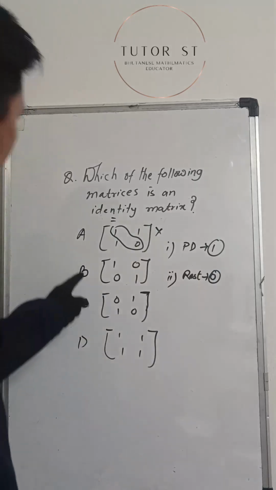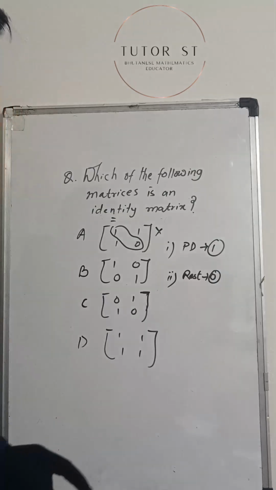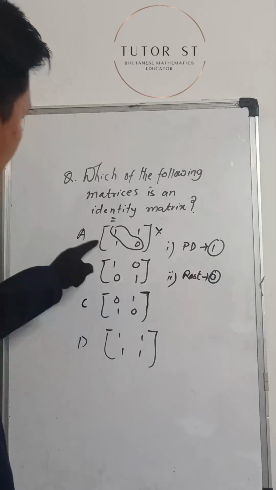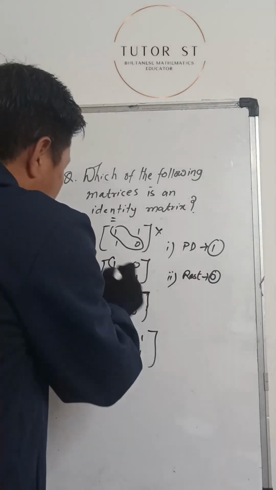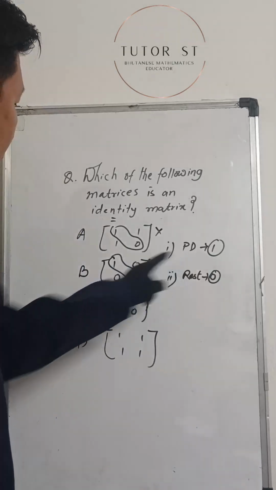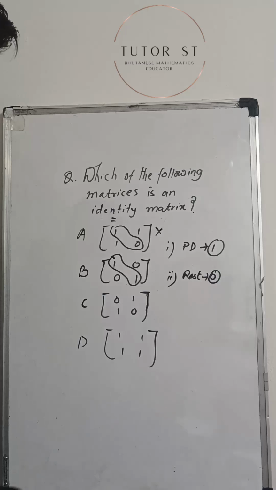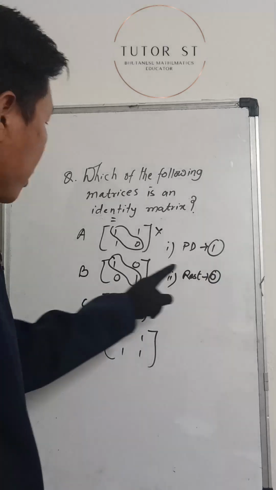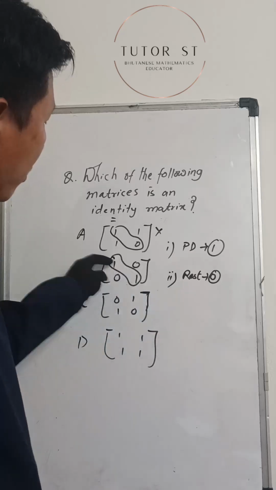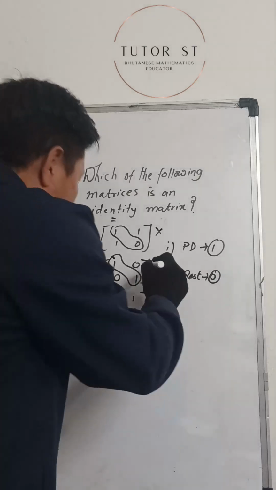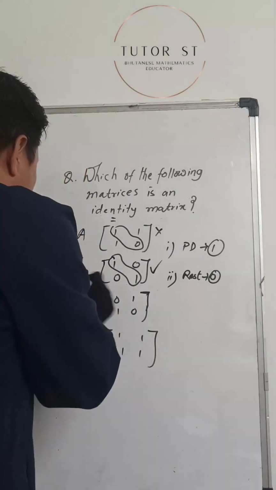Now, if I go to the second matrix, which is my option B, you look at the elements along the principal diagonal. The elements along the principal diagonal are all 1. It does satisfy the first condition. Now, I need to go and look for the second condition. The rest of the elements which are not along the principal diagonal must be 0, and both the elements are 0. Therefore, this is an identity matrix.